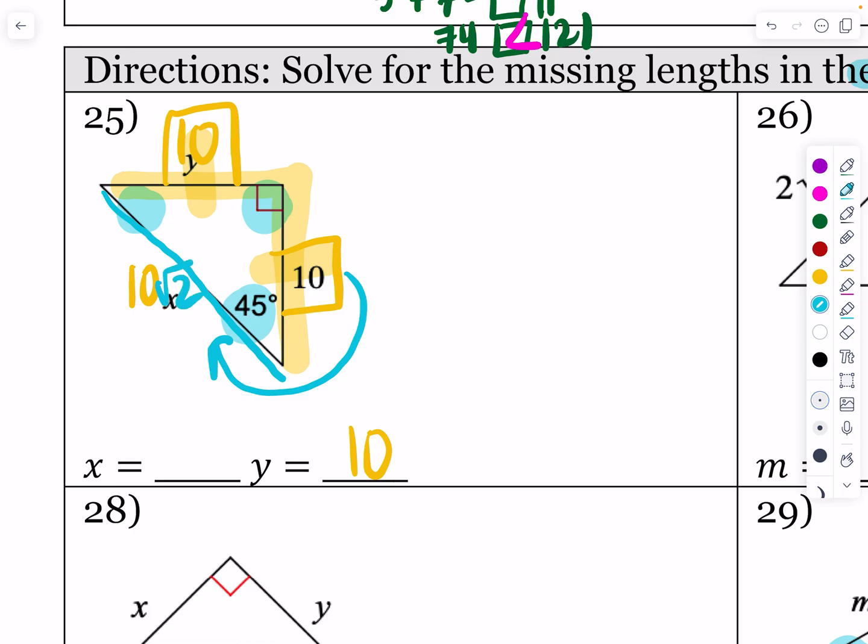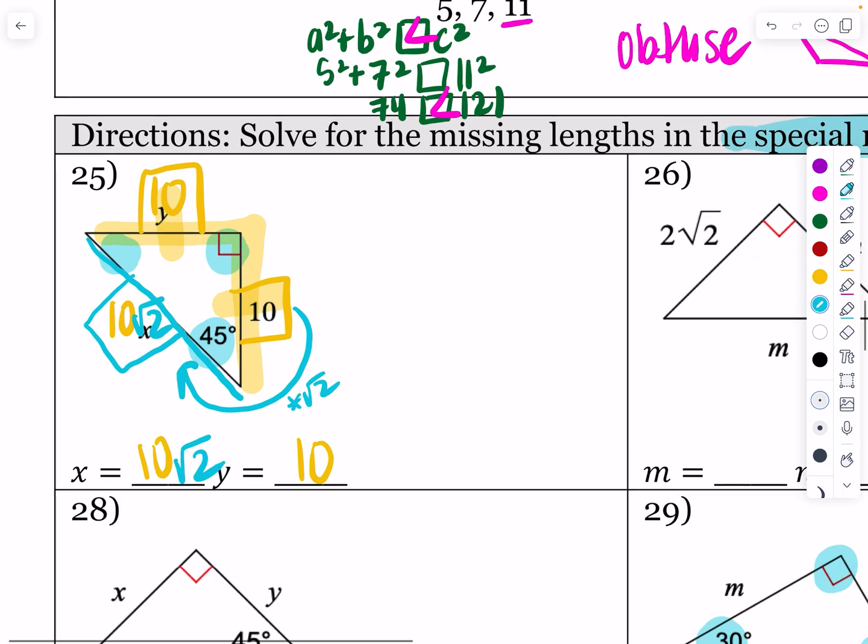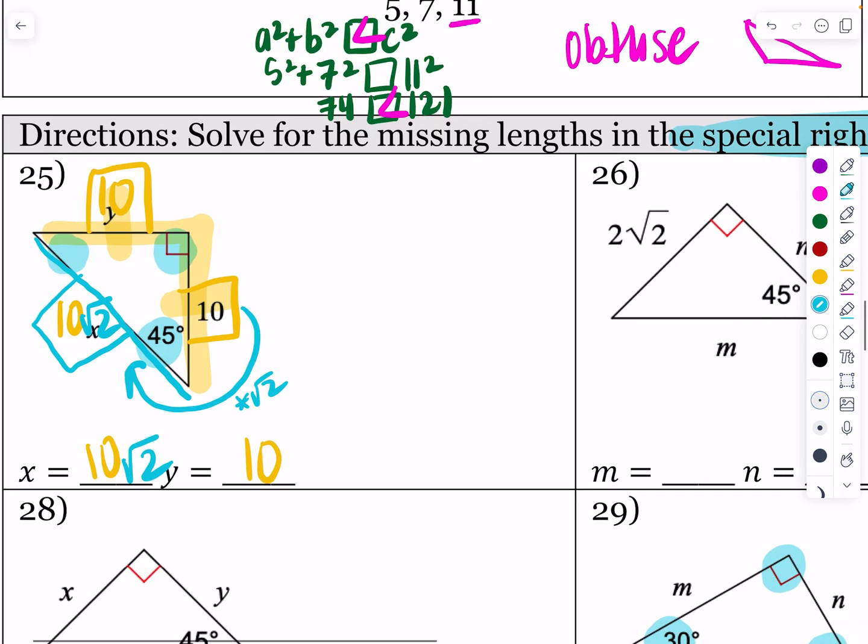We are getting larger, so we're going to multiply by root 2. So that makes this 10 root 2. 10 root 2 for my hypotenuse. If we were going from a hypotenuse to a leg, then we would divide by root 2. Those are our special right triangle rules. You could use Pythagorean Theorem on a 45, 45, 90. You could have done 10 squared plus 10 squared equals x squared. That would give you the square root of 200, which would simplify to 10 root 2. This just makes it faster.